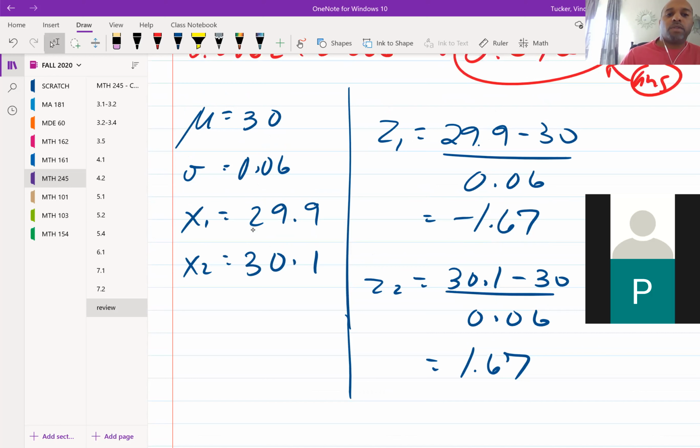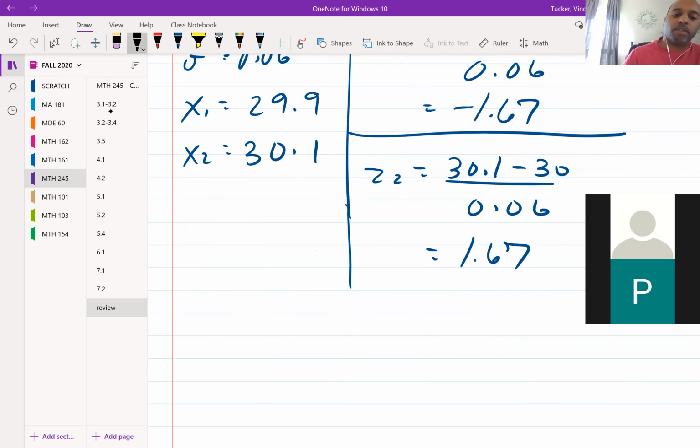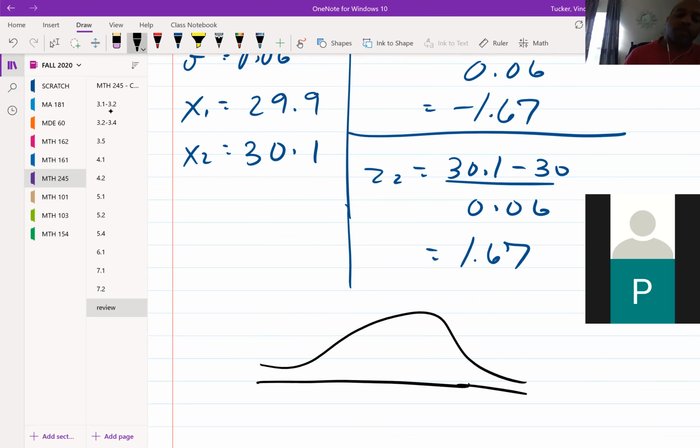All right, so here are our z-scores. We end up getting negative 1.67 and a positive 1.67. Making sure I got all my numbers correct. So this time, instead of looking at what's on the outside of our two z-scores, we're looking at what's on the inside.